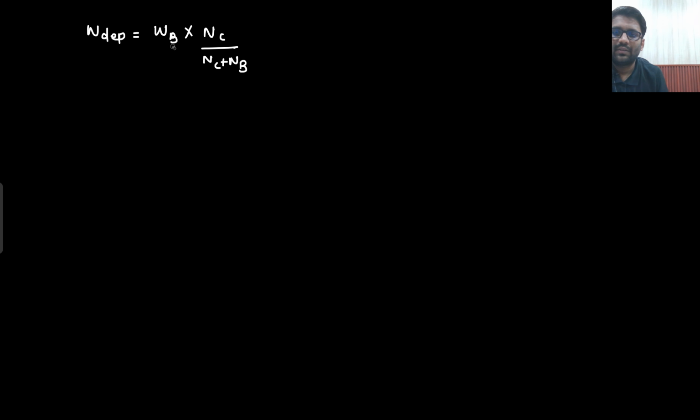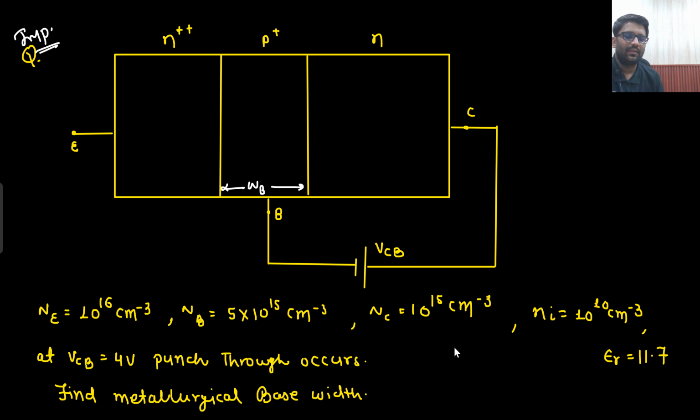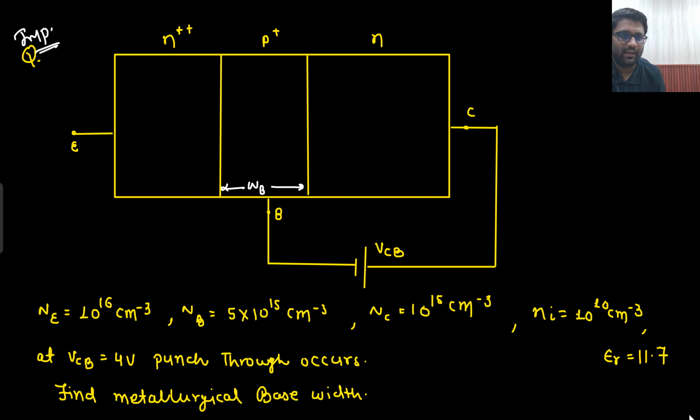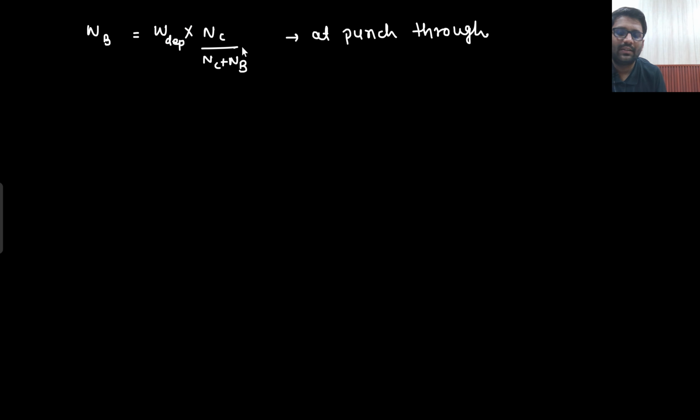Oh, sorry. My WB would be this thing, right? WB would be W depletion into NC upon NC plus NB at punch through, right? Why at punch through? Because at punch through it will be completely depleted of charge carriers, right? All good, understandable it is. Can I find out W depletion? Surely I can find out W depletion.